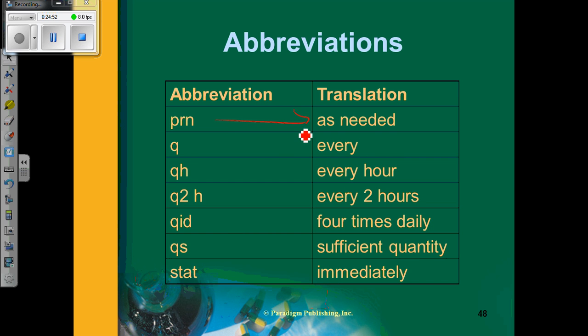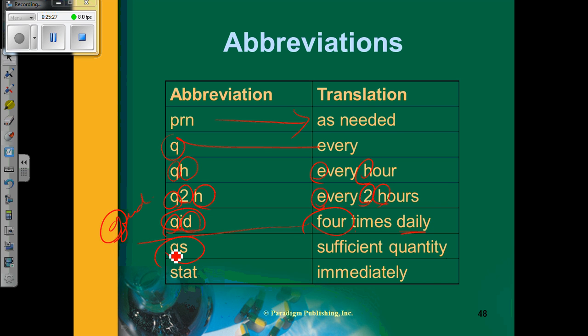PRN, of course, is as needed. Q always stands for every. If it has QH, it's every hour. Q2H means Q for every, 2 for 2, and H for hour, so every 2 hours. QID is 4 times a day. Just think of 4 as in quadruple, and that's where it gets its Q from. I stands for the times, and D stands for daily.